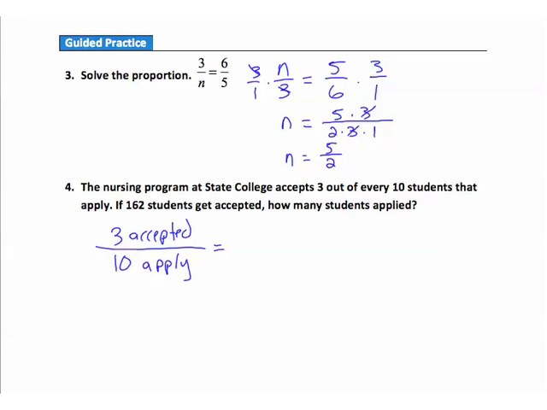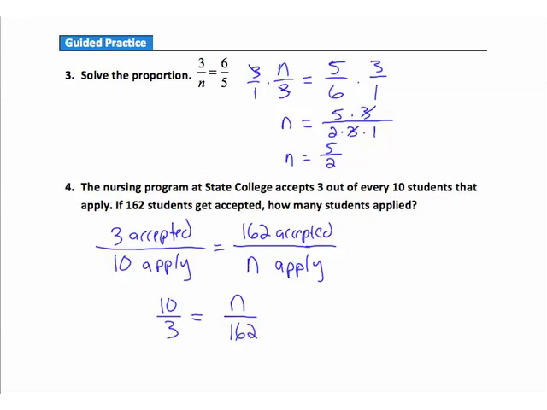Okay? Now what we want to know is if 162 get accepted, so that's also going to go in the numerator. And then we want to know how many apply. Okay. So you can see that my variable is in the denominator, so I'm going to flip both sides of this. So I'm going to have 10 over 3 equals n over 162. Now to get n all alone, I'm going to need to multiply by 162 over 1. And this side by 162 over 1.